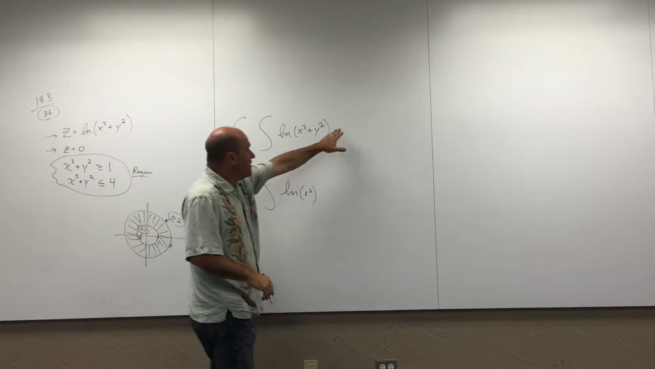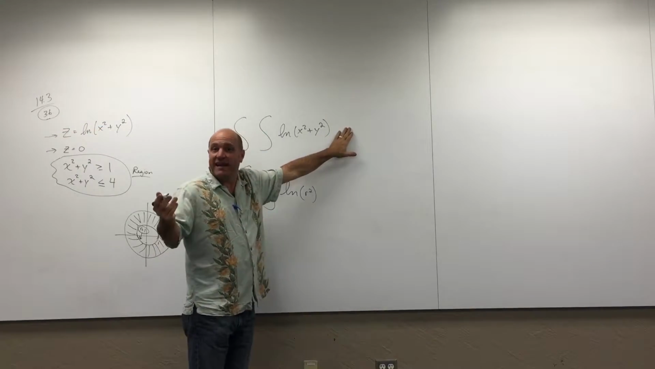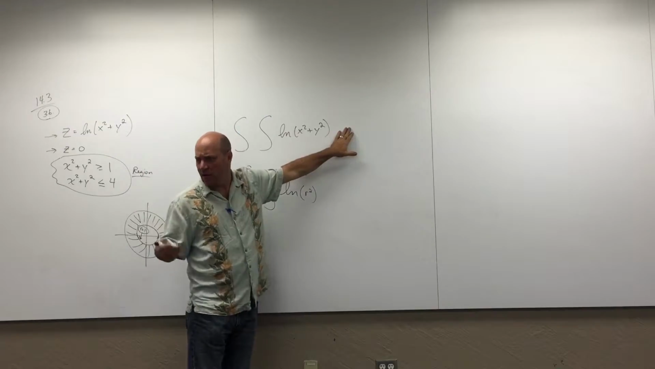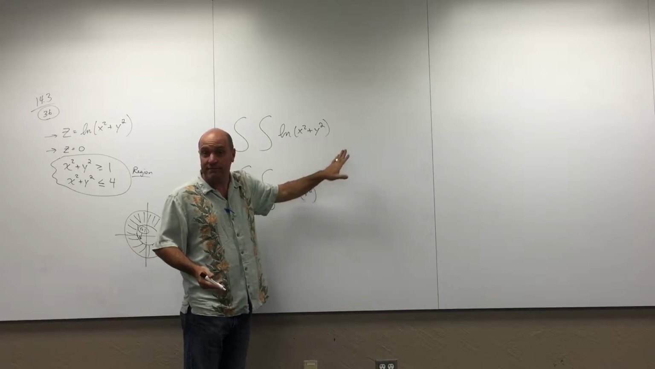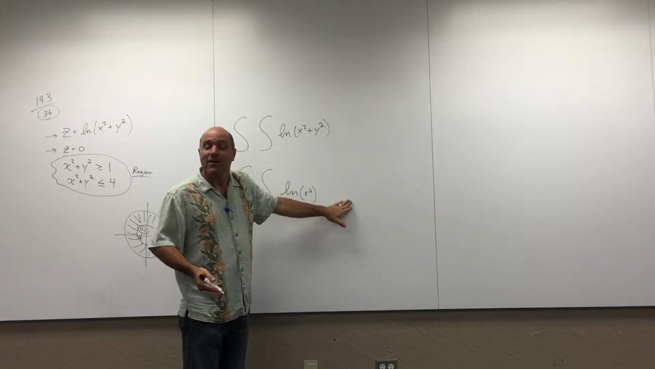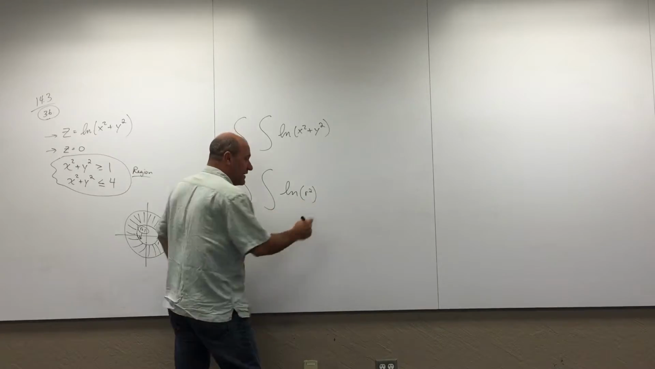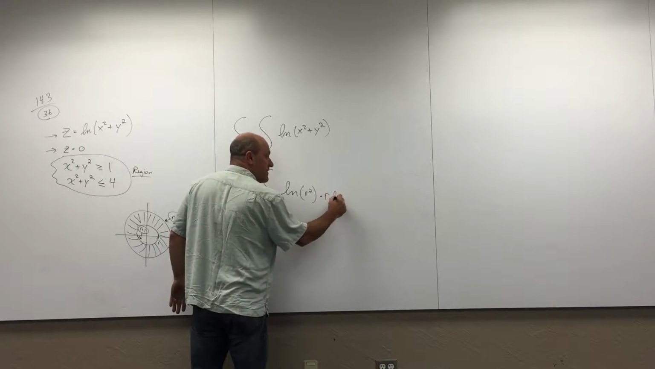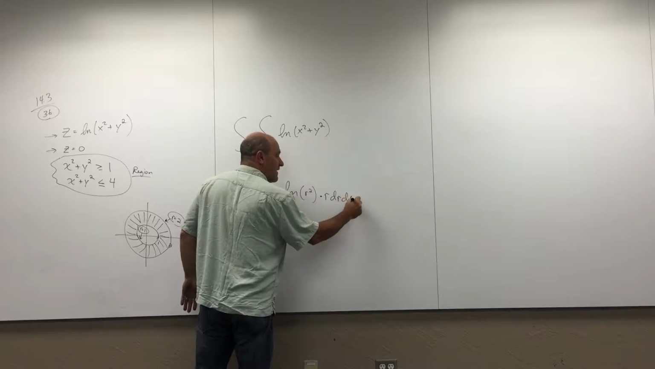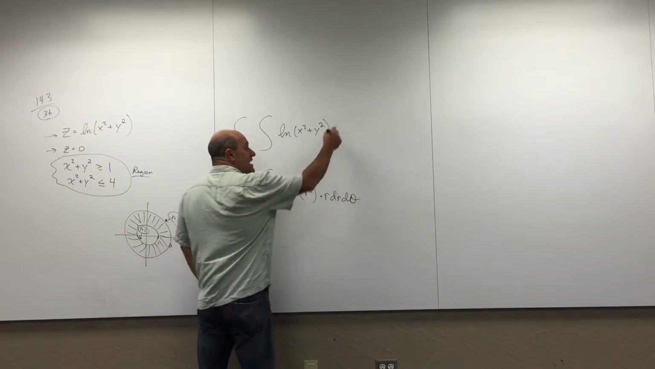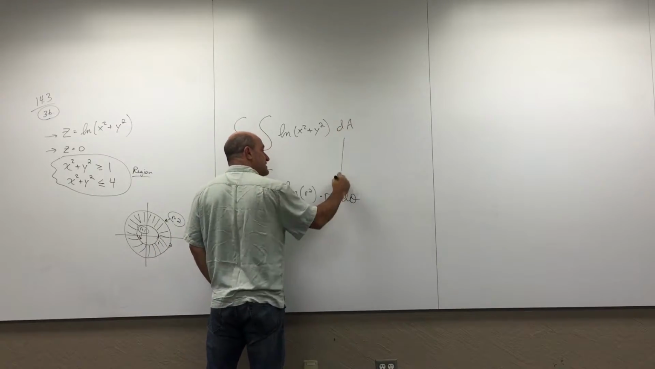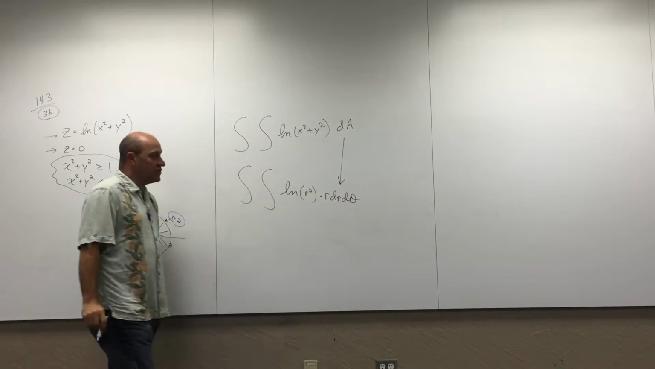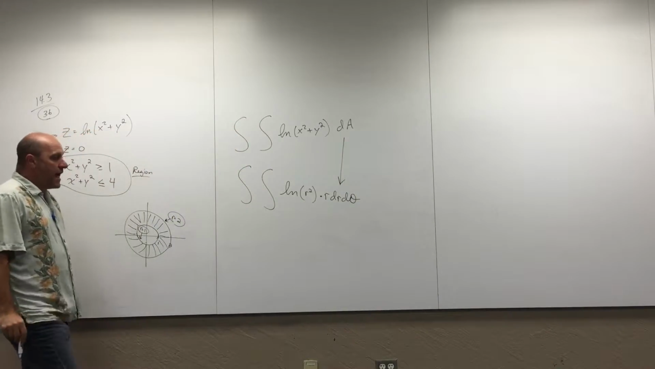I was going to debate whether I should put dy dx or dx dy, except now I know I'm in polar coordinates, so I should put r dr d theta. Don't forget the extra little r that comes with that. That is the dA. It has that extra little r that comes with it.